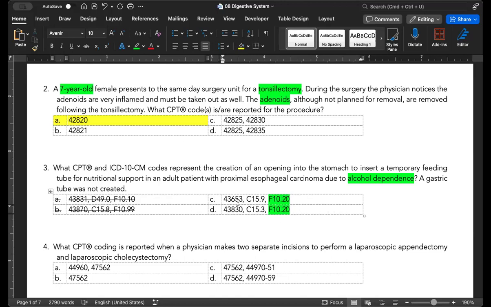That's okay. But you said C15.3, right? Is that the one that you think it should be? What makes you think it should be the C15.3? Because when I went to the table of neoplasms and I looked up esophagus, below esophagus, proximal third, it's C15.3, and then confirm it in the tabular.